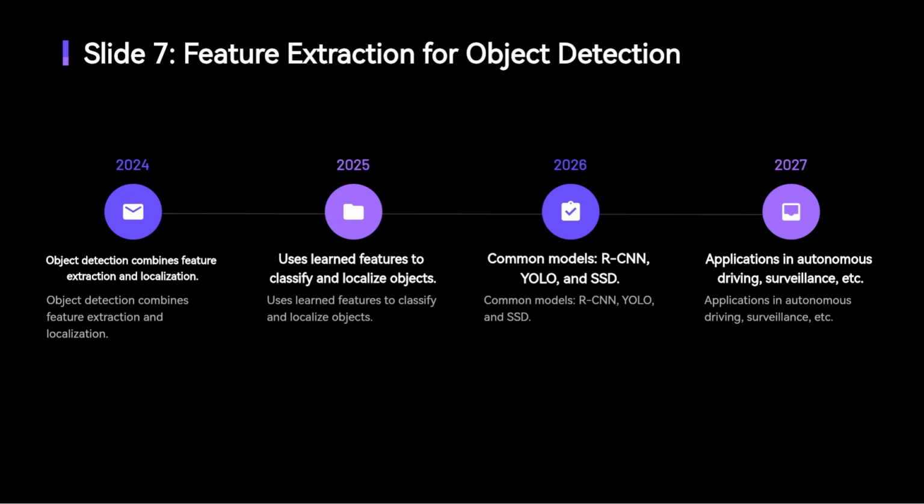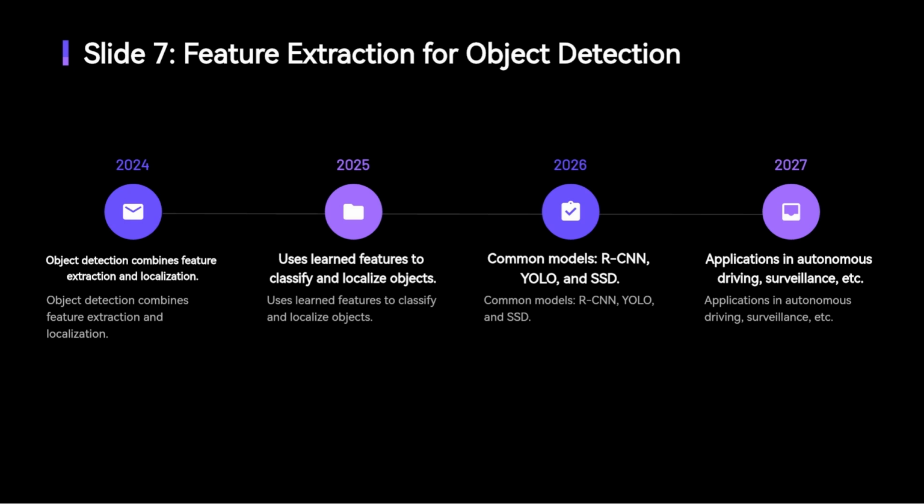The network first extracts features from the image and then uses those features to predict bounding boxes around objects and assign class labels. Modern object detection systems use CNNs to extract features from images, which are then processed to detect and localize multiple objects. Some well-known models that perform feature extraction for object detection include RCNN, region-based CNNs that first generate potential object regions using selective search and then classify them using CNNs.